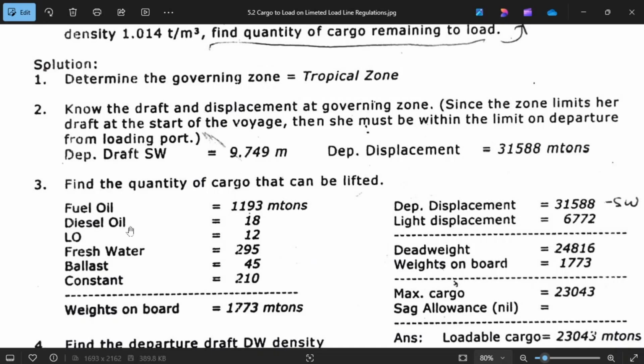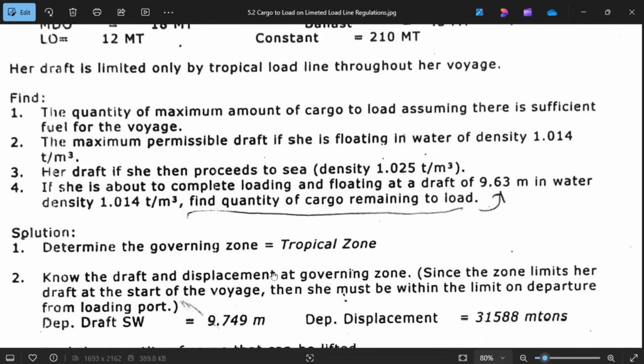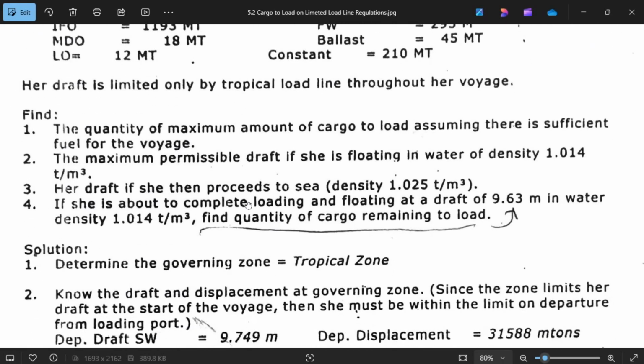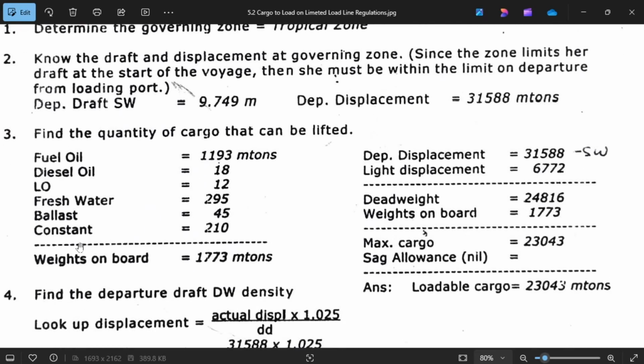Now you're going to add all the weights. Find the quantity of cargo that can be lifted, meaning this is the ROB, or the weights on board. Your fuel oil is 1193, diesel is 18, lube oil is 12, freshwater is 295, ballast is 45, constant is 210. Total weights on board is 1773. This is the non-cargo weights, which is this one, guys. So you have to add all of this, and that will be your weights on board.